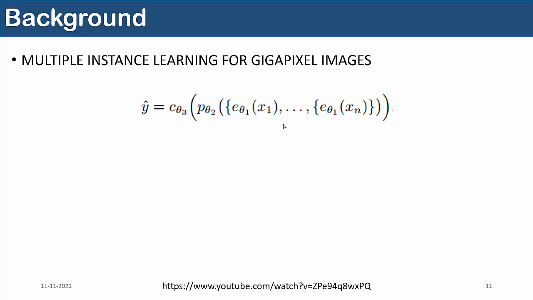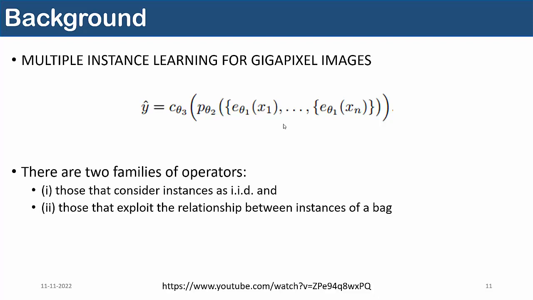Now this pooling mechanism P theta 2 could be implemented in two different ways. One of the ways is going for the instances as IID. IID means that it is taking all the instances independently, and taking instances independently means they do not have any relationship between them. The other method of creating a pooling function is to exploit the relationship between the instances present in a bag. Now these images are huge, and the instances present in these images belong to the same image, and they somehow are correlated with each other.